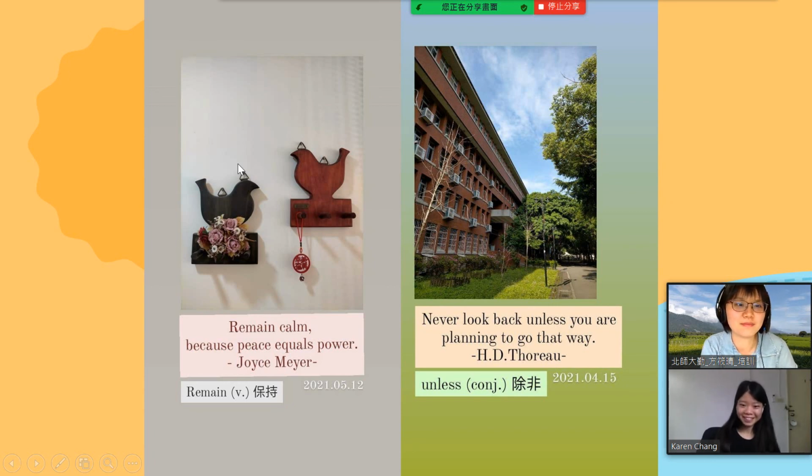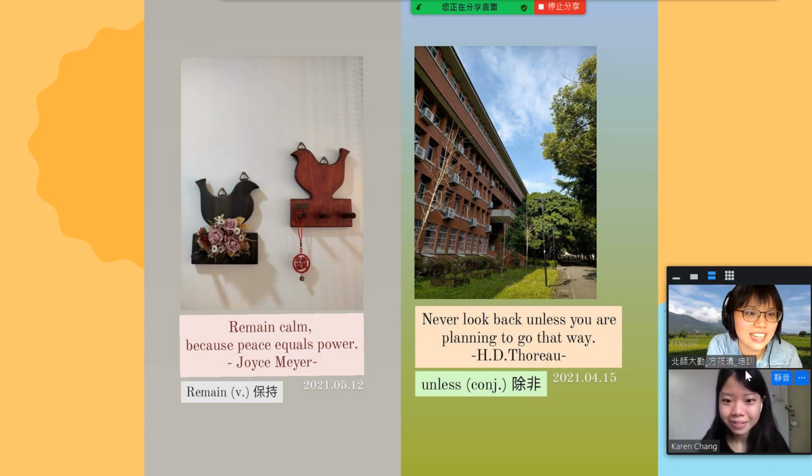Do you have an Instagram? Yes. So you can take a picture of your favorite thing, or the scenery, and put this on your Instagram and then screenshot. Okay, so that's it for today's lesson.